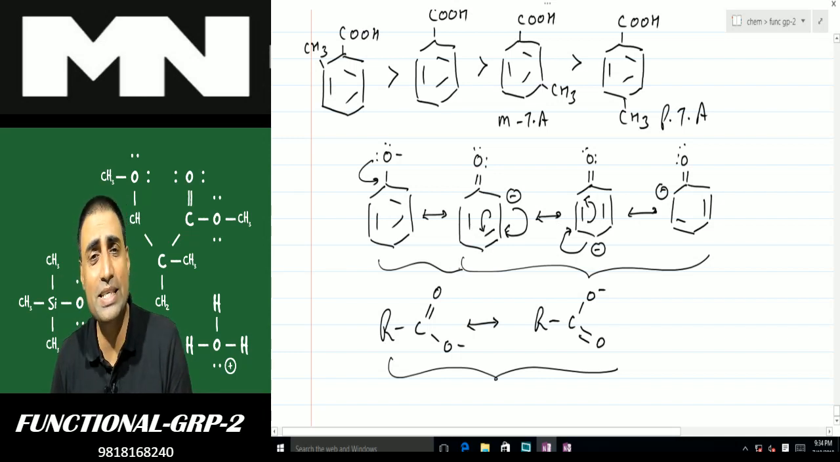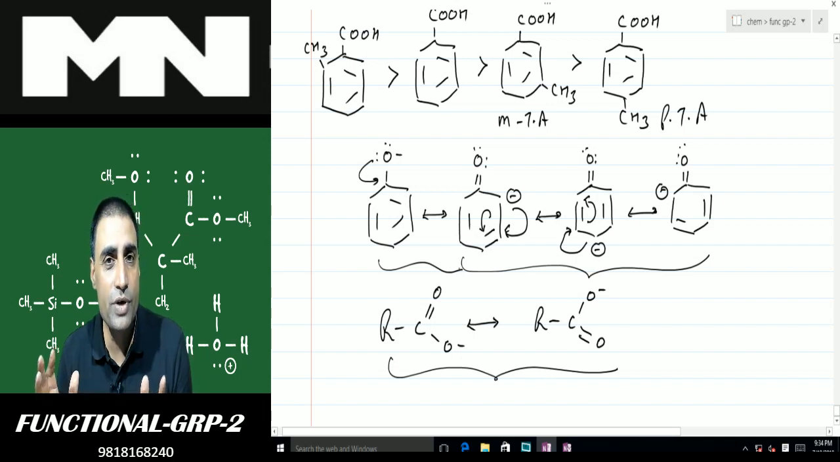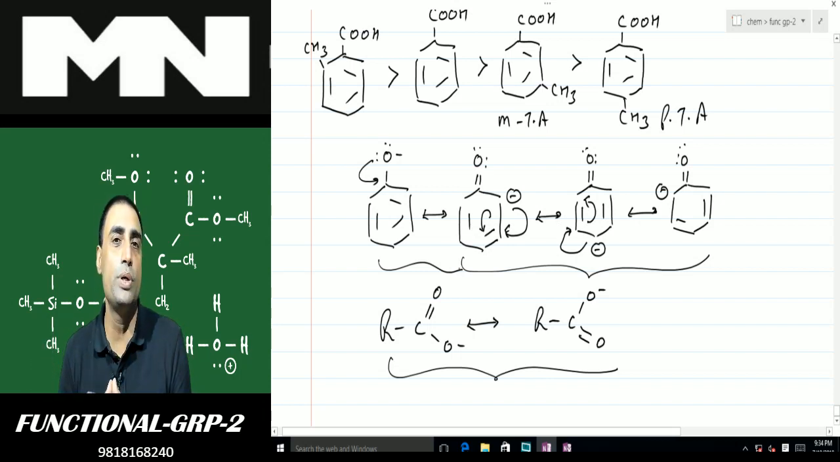Now here in this case, in phenoxide, we have got 4 resonating structures. But still the carboxylate ion is found to be more stable, although it has got lesser number of resonating structures. Please pay attention to this thing, that phenoxide ion has got more number of resonating structures as compared to carboxylate ion. Yet carboxylate ion is more stable than phenoxide ion. Now the question comes to our mind, why?